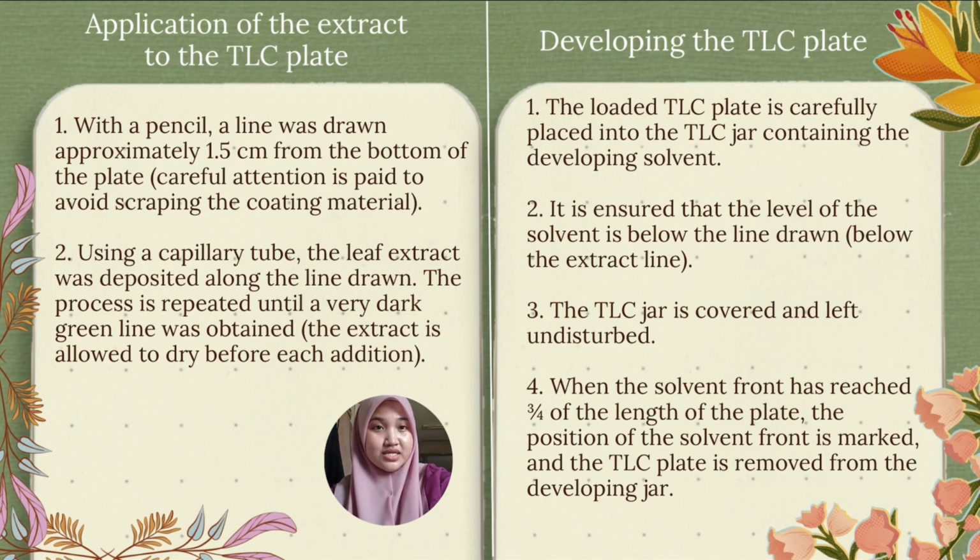Next, developing the TLC plate. Number 1, the loaded TLC plate is carefully placed into the TLC jar containing the developing solvent. Number 2, it is ensured that the level of the solvent is below the line that was drawn. Number 3, the TLC jar is covered and left undisturbed. Number 4, when the solvent front has reached 3/4 of the length of the plate, the position of the solvent front is marked and the TLC plate is removed from the developing jar.